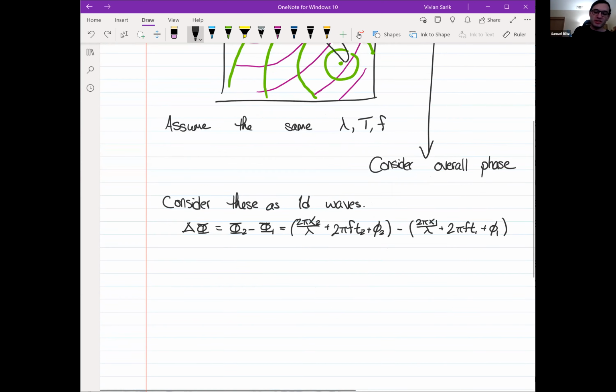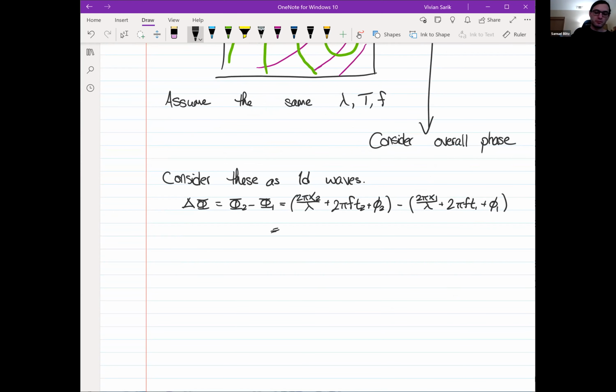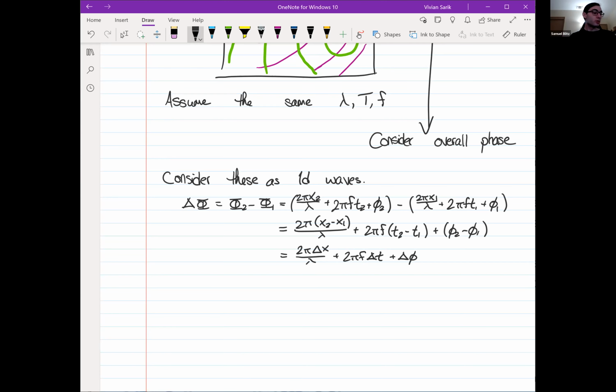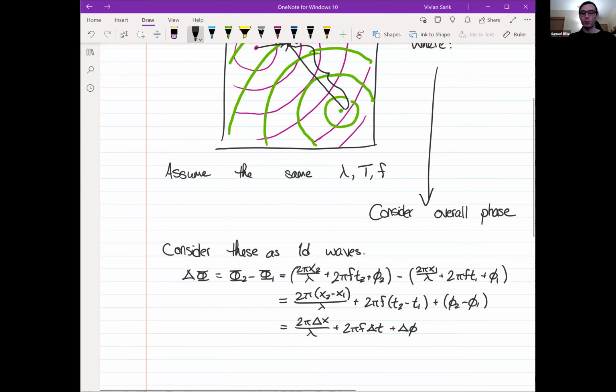Right, so we can simplify this equation a little bit. This is 2π(x2 − x1)/λ + 2πf(t2 − t1) + φ2 − φ1. This is equal to 2πΔx/λ + 2πfΔt + Δφ. So here now we can just look at these quantities again. Just as normal, λ is wavelength, f is frequency. These are the same for both.